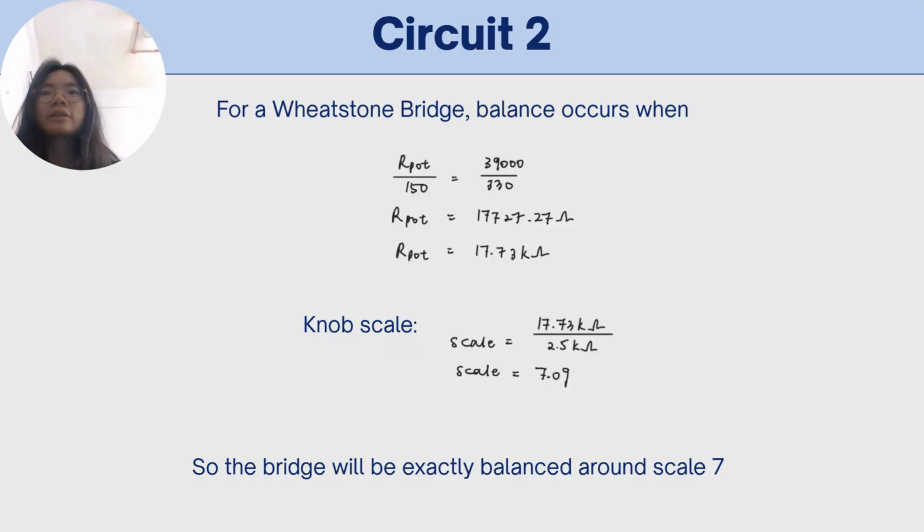The bridge is balanced when the voltage at point A is equal to the voltage at point B. At this condition, the voltage difference between the 2 points is 0, so the voltmeter reads 0 volt. Since there is no voltage difference across the meter, no current flows through the middle branch, so the ammeter reads 0 ampere. The theoretical balance resistance is approximately 17.73 kilo ohm. The bridge should be balanced at approximately scale 7.09.